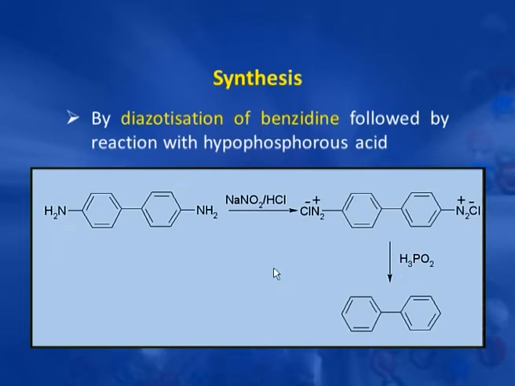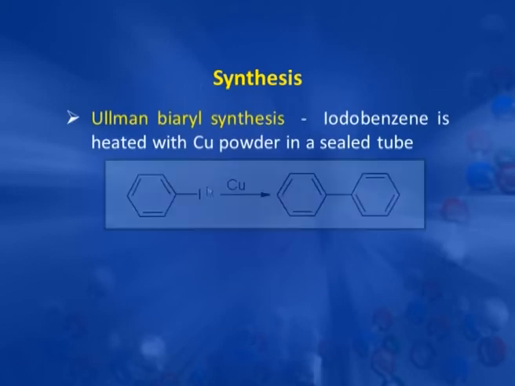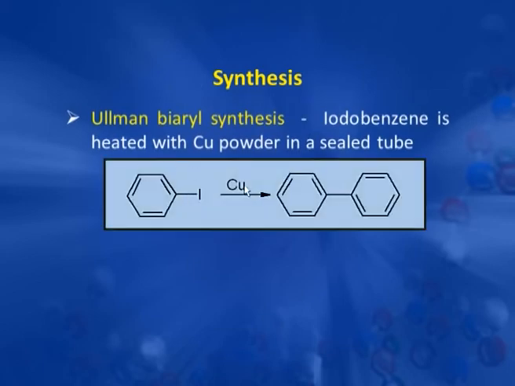by using hypophosphorus acid. Now, the next reaction is the Ullmann biaryl synthesis. When iodobenzene is heated with copper powder in a sealed tube, biphenyl gets produced.